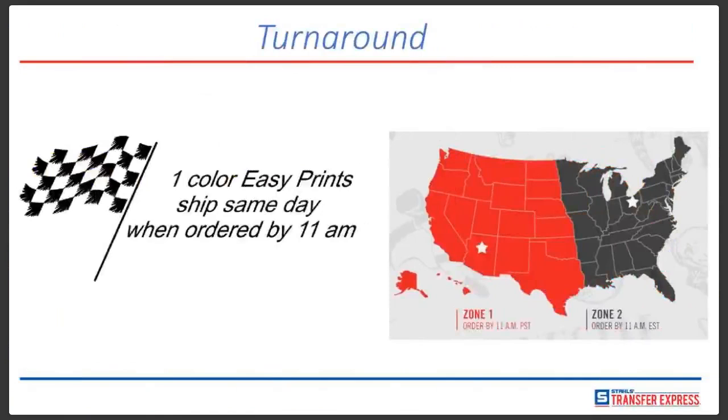We definitely pride ourselves around the turnaround time here. So for example, if you order transfers with our Easy Prints design or Easy View Online Designer, it's called the Easy Prints. If you have one color and you order less than 250 sheets, it will ship out the same day if you order that by 11 a.m. And that is for both Pacific and Eastern time zones there.